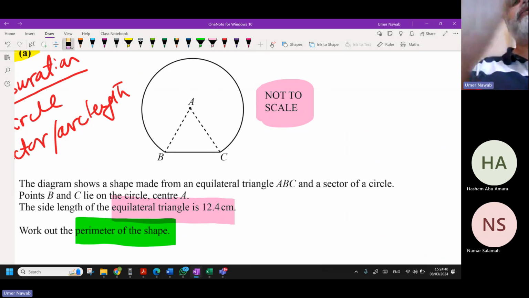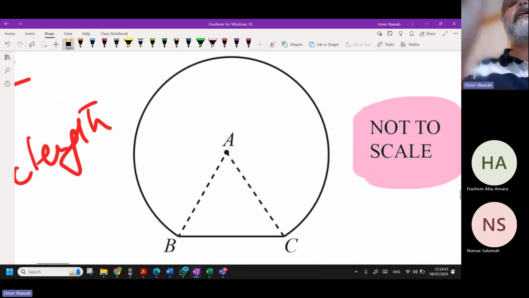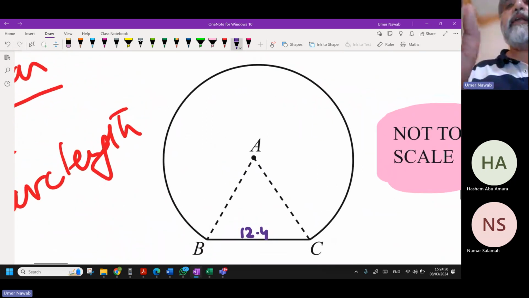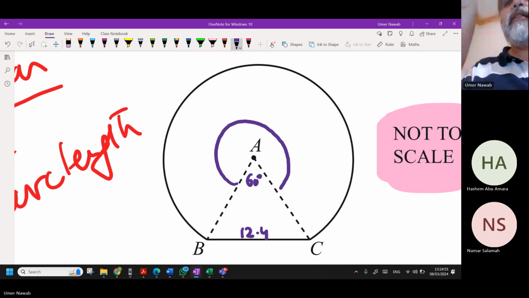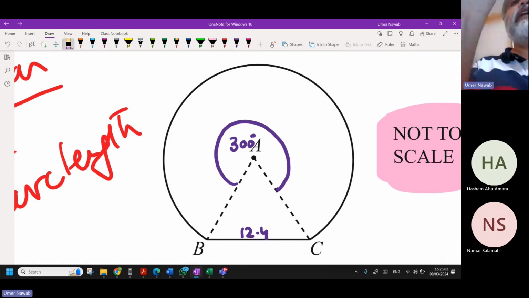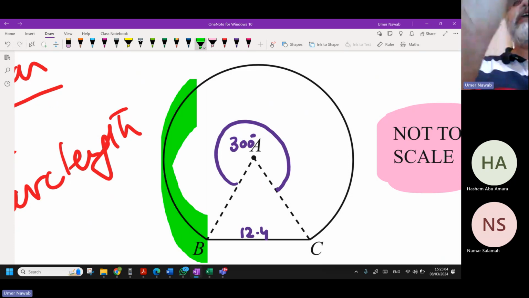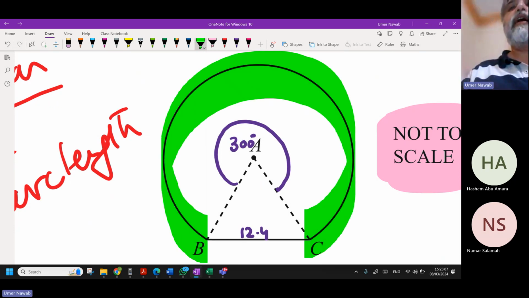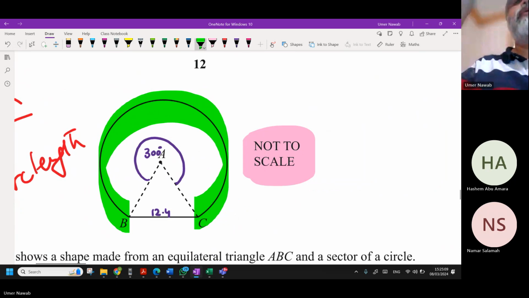What are the things needed by you? You just need this side, which is 12.4. Is it 12.4? Yes. And this is 60. At the back, this is 300. So Mr. Omar needs the length of the major arc. Can I find it, guys? You all know what this length is. I want to find it, guys. This angle is 300.